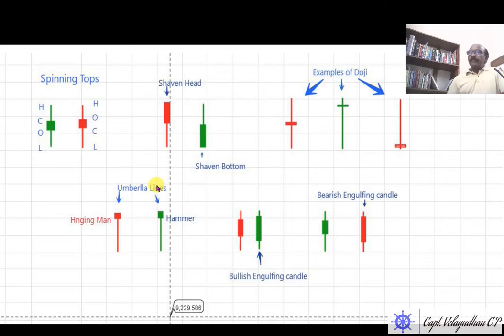A shaven head candle doesn't have an upper shadow. The market opened here, came down and made a low here, then pulled back and closed. It doesn't have an upper shadow. This is known as a shaven head. This is a shaven bottom. The market opened here, then moved up, made a high here and came down and closed here. This type of candle is called a shaven bottom.